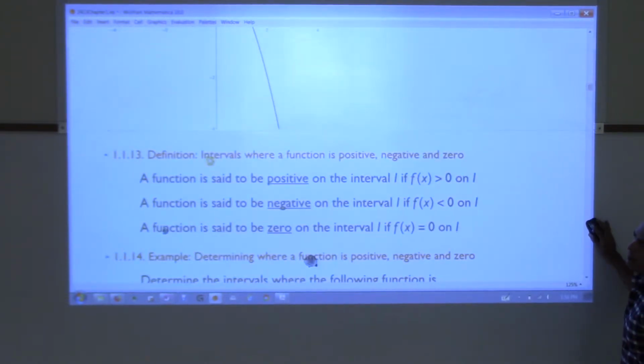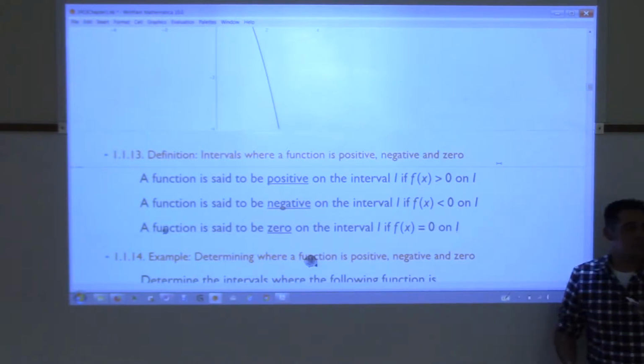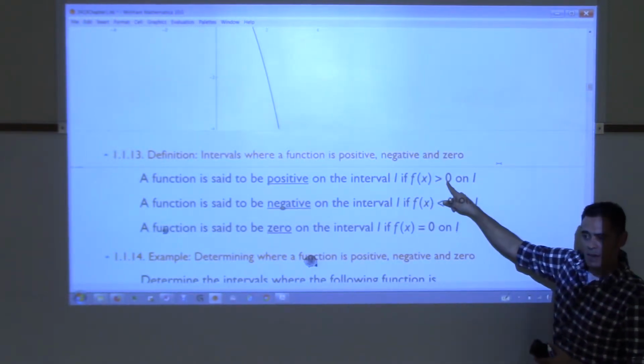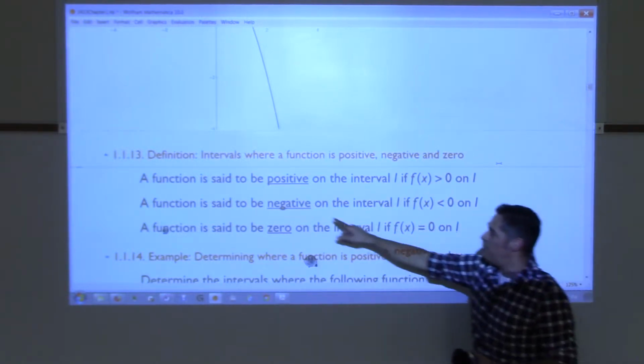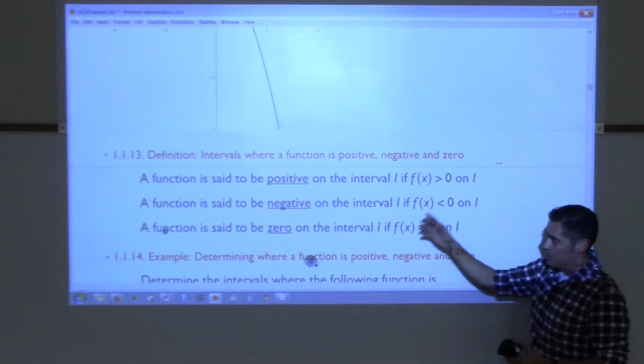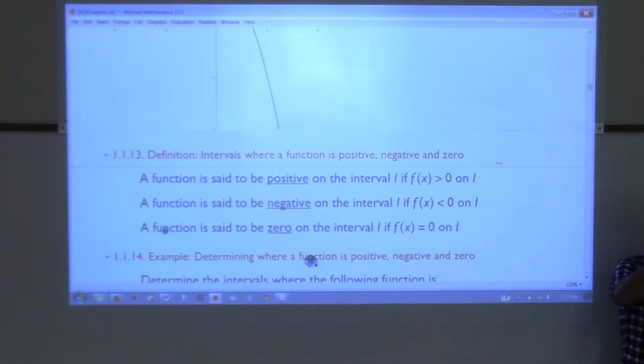All right. How about talking about the intervals where a function is positive and negative or 0? If I'm saying, hey, take a look at this function, tell me where it's positive, all you're saying is, where's the function bigger than 0? If I say, where's the function negative? You're saying, where's the function less than 0? If I say, where is it 0? You're actually looking for the x-intercepts, aren't you? That's where a function would be equal to 0.